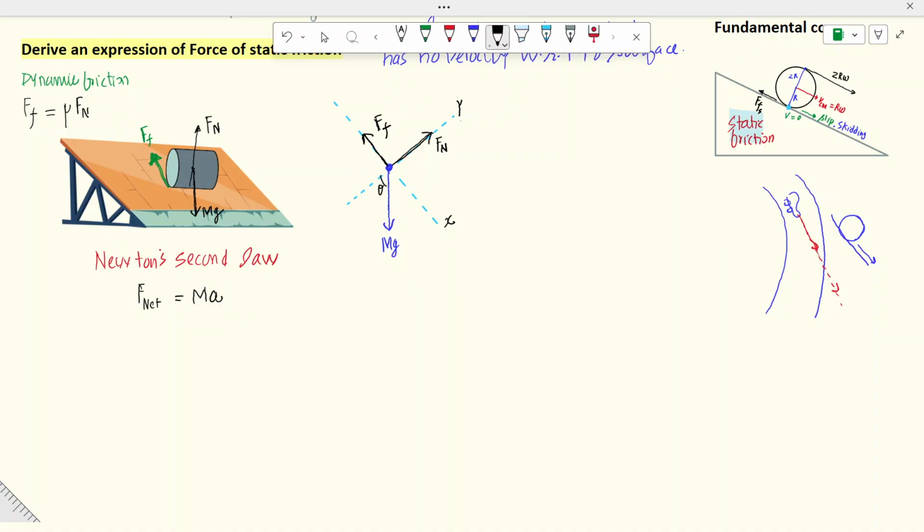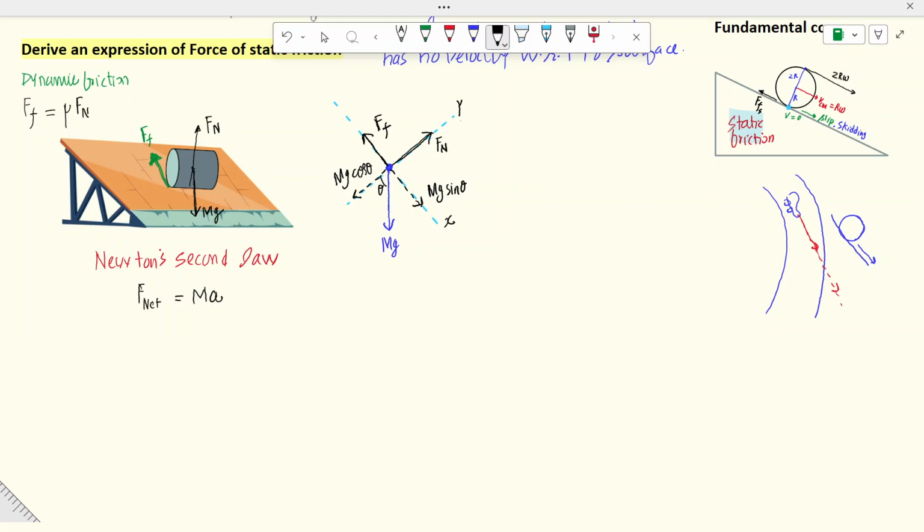this was theta. If we make components of this, it will be mg cos theta, and this will be equal to mg sin theta. So mg sin theta is more than the force of friction. It should be, because it is accelerating down.